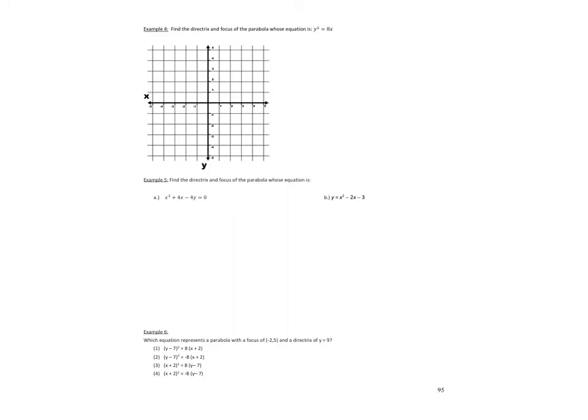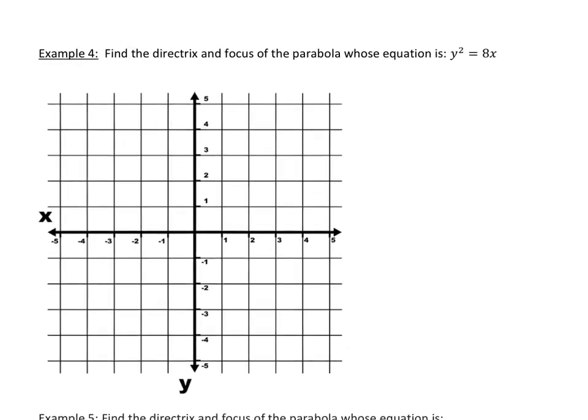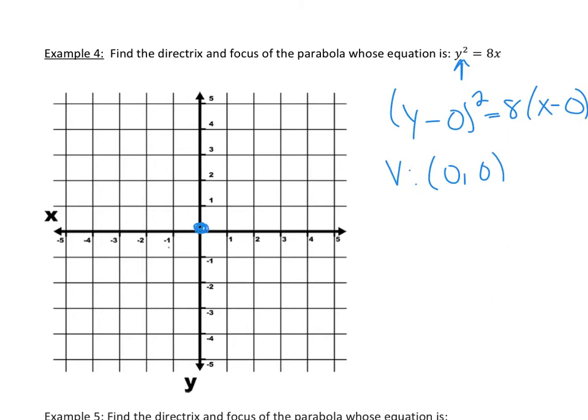So what we're going to do now is find the directrix and the focus of the parabola that has this equation. Now, this is a little bit different. If you notice, there's no parentheses, which is okay. You just need to remember that there's really a number next to this. It's really just y minus 0 squared equals 8 times x minus 0. So basically in this case the vertex is 0, 0, which is the origin. There's your vertex. Now we see y is squared, so it's going to open left or right, and because the 8 is positive, we're going to do right.